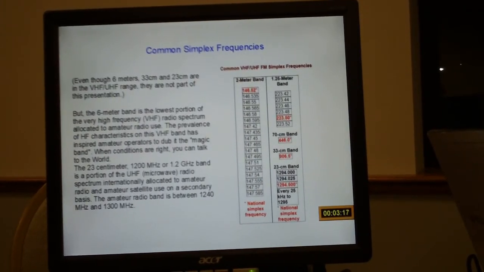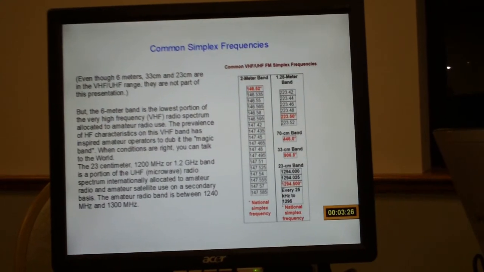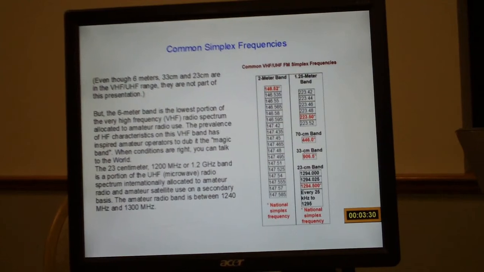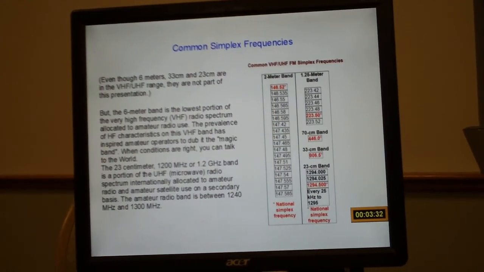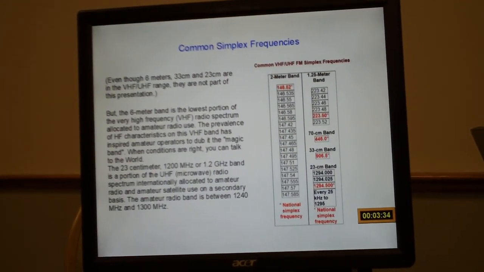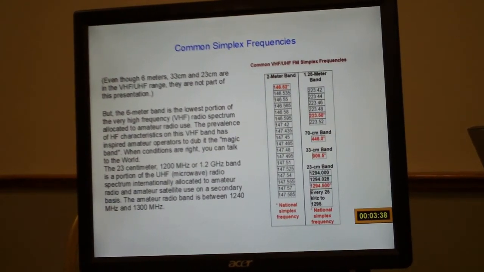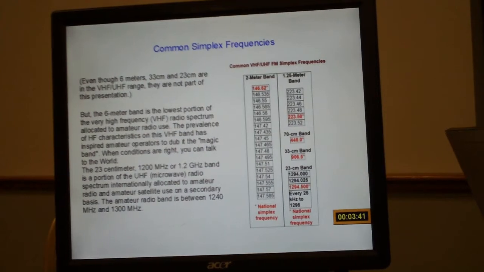Now, even though 6 meters is part of the VHF band, I'm really not going to get into that, other than the fact that 6 meters acts like HF. When the bands are in perfect condition, you can talk to the world on 6 meters, believe it or not. But it has to be ideal situations. We're also not going to talk about the microwave bands, because those require a certain expertise.